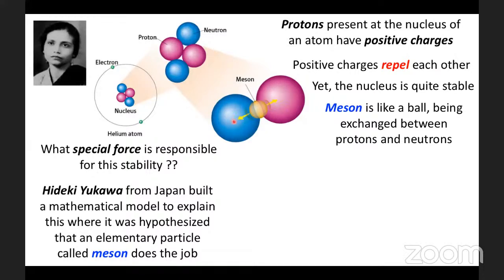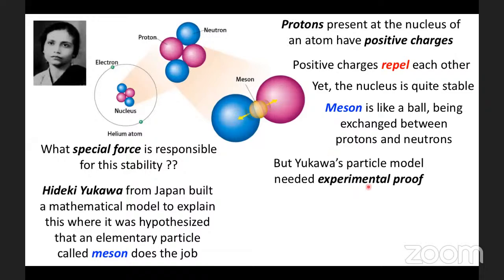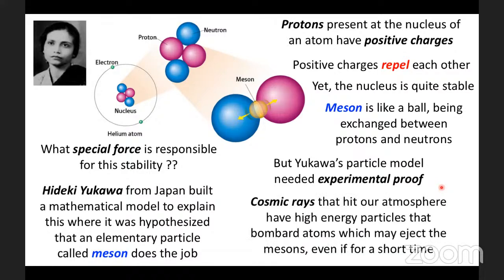Now, it's very easy to give theoretical ideas, but you need experimental proof. Unless there is experimental proof, you don't know whether the model is correct or not. And this is where Bibha Chaudhary and D.M. Bose started working. They looked at cosmic rays. Cosmic rays are rays that come from the cosmos. Cosmic rays that hit our atmosphere have very high energy particles that bombard atoms, which may eject the mesons, even if for a short time.